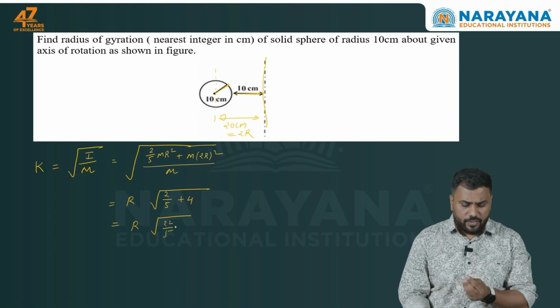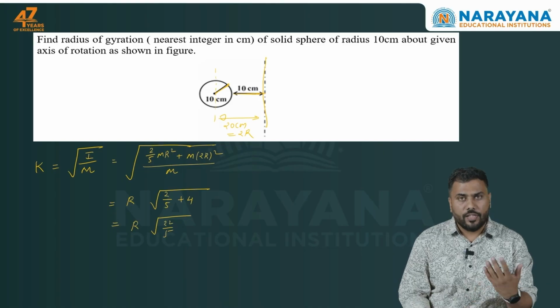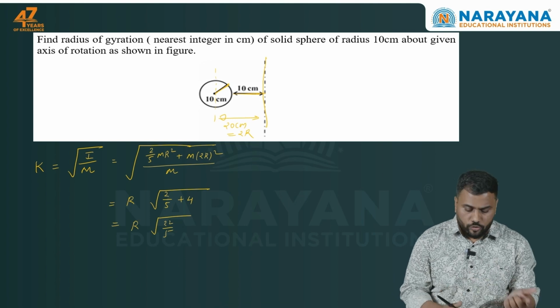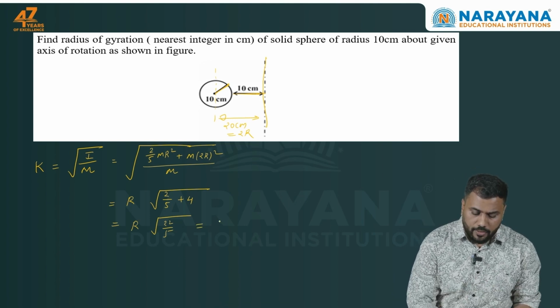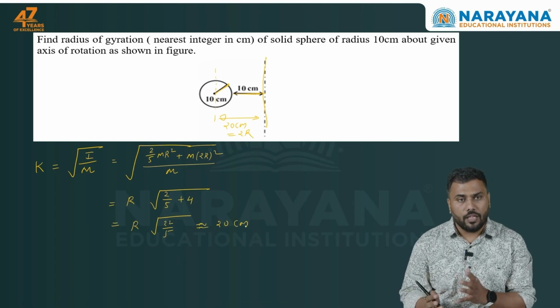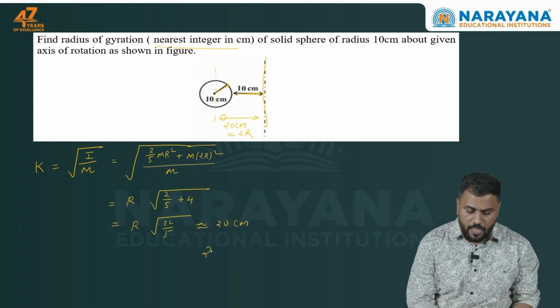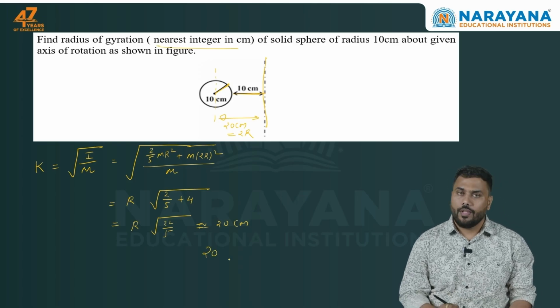22 by 5 is roughly, if I multiply 2 divide by 2, it is 4.4. Root 4.4 is approximately 2. So that approximate 2 into r, it's roughly 20 centimeter. It is not exactly 20 centimeter, but the question is asking us to answer in nearest integer in centimeter. So my answer should be 20. Let's go to next question.